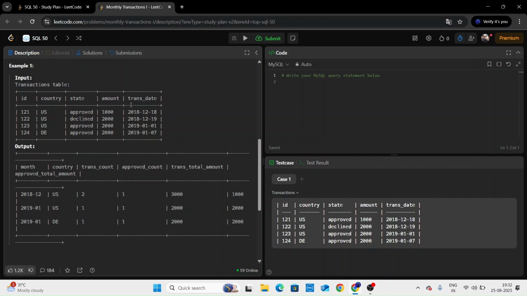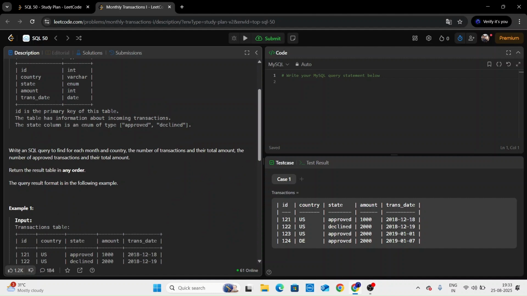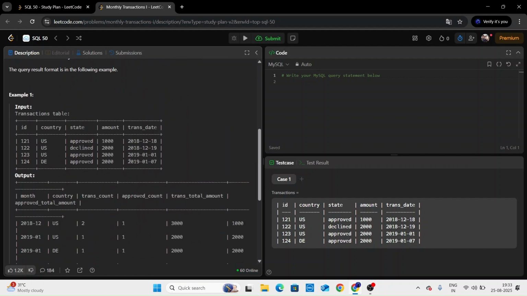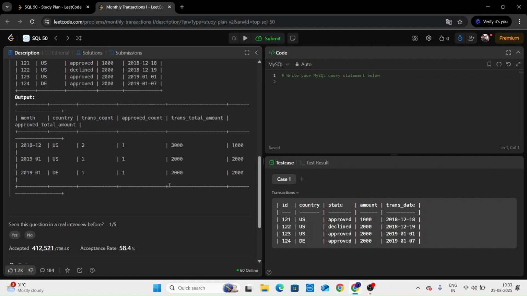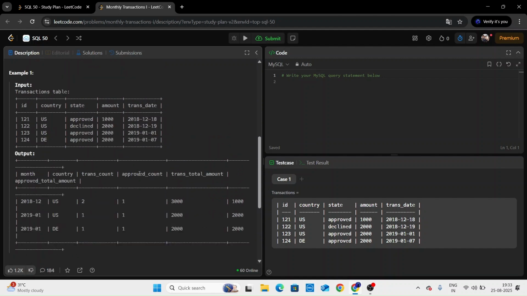So we have two transactions that were made, on 2018-12-18 and also 2018-12-19. And the approved count. We also need to account for the approved count, the approved transactions, and their total amount. So the transaction total amount will be 3000. Then we have another column, which is approved total amount.